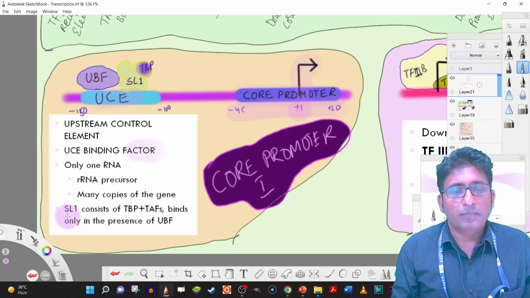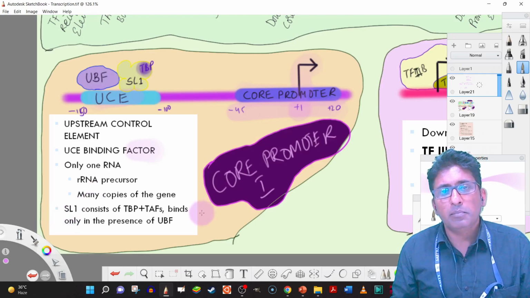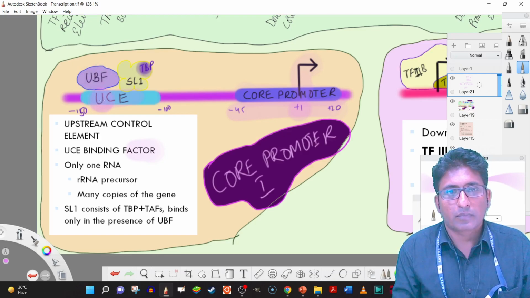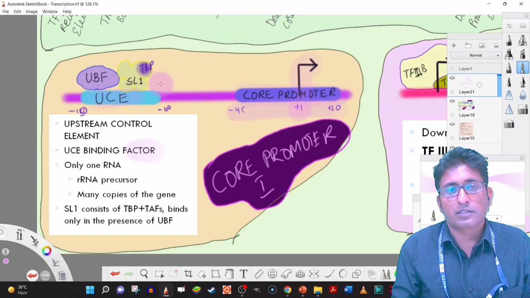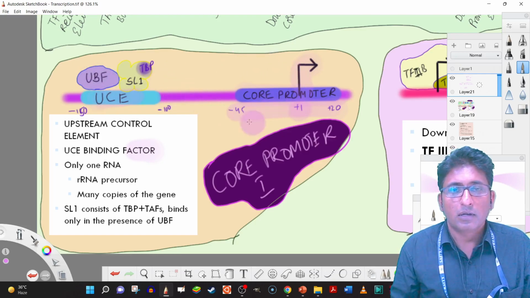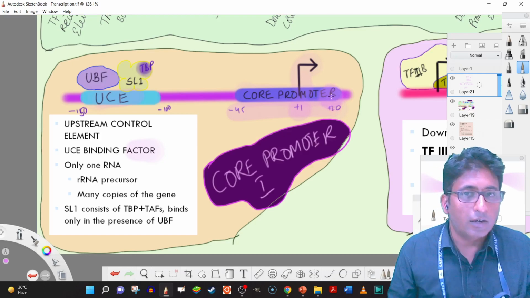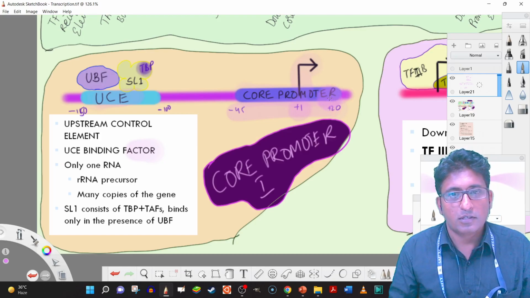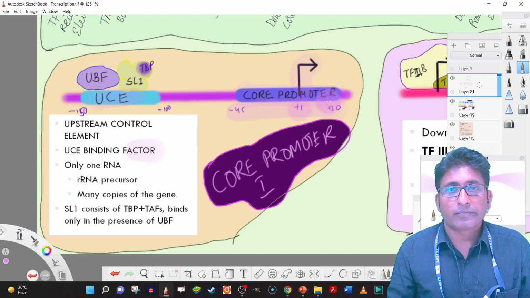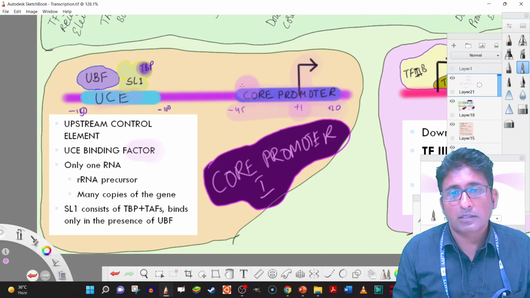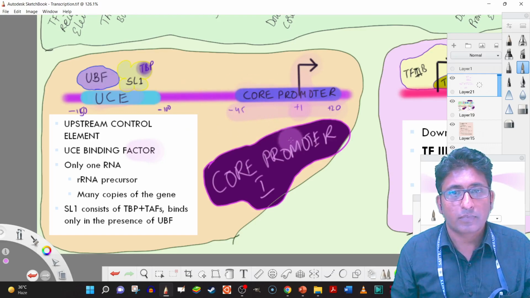SL1 will only bind if UBF is bound to the UCE, and these two together will recruit RNA polymerase 1, and then transcription of these genes would happen. This is the transcription of rRNA genes, because this is the promoter for RNA polymerase 1. The majority of rRNA genes would have this type of promoter organization.